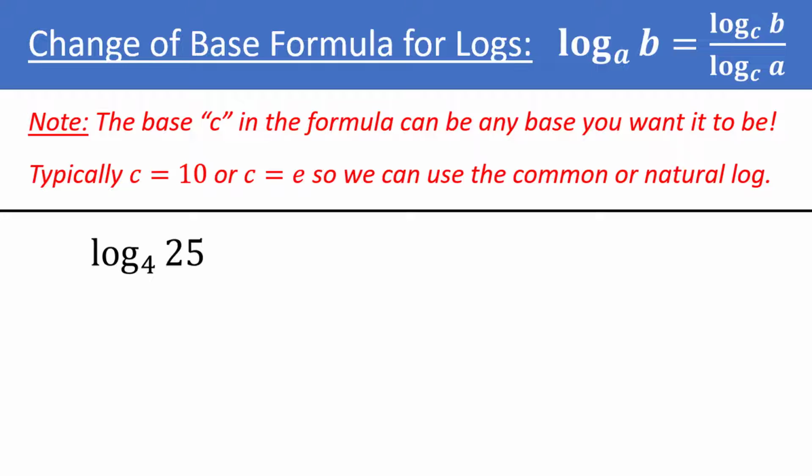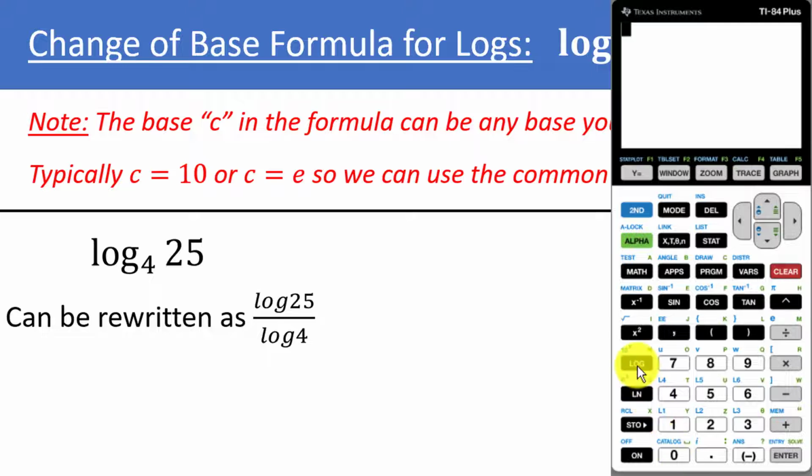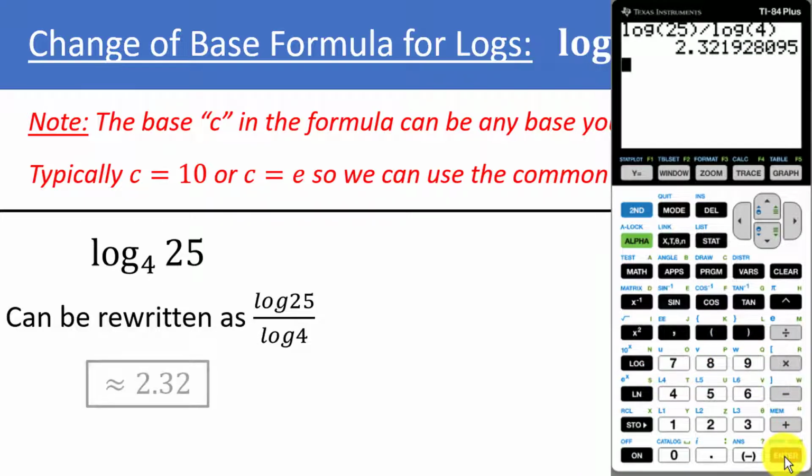But with the change of base formula, this could be rewritten as log of 25 divided by log of 4, where the log I have written has a base of 10. I'm just using the formula. Our b value is 25, which corresponds to the numerator, and the a value is 4, which corresponds to the denominator. And our c value is 10, which is the implicit base of a log when a base is not written. Then we can pull out our calculator and type in the result. Log of 25 divided by log of 4 is equal to about 2.32.